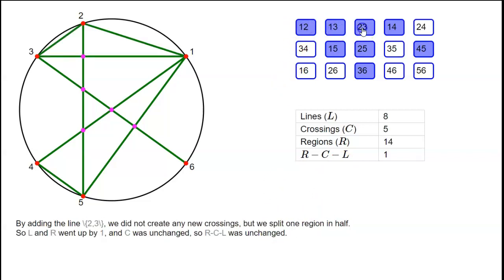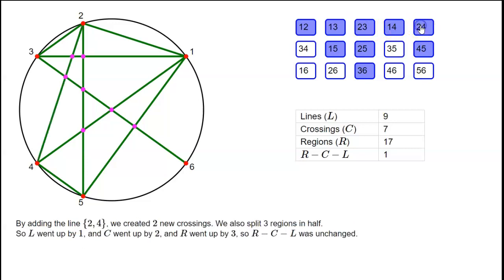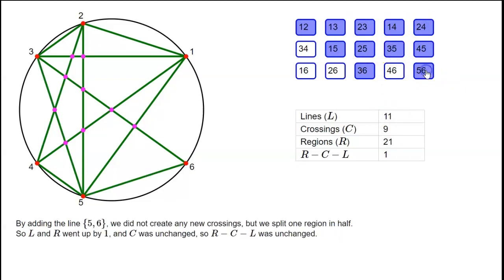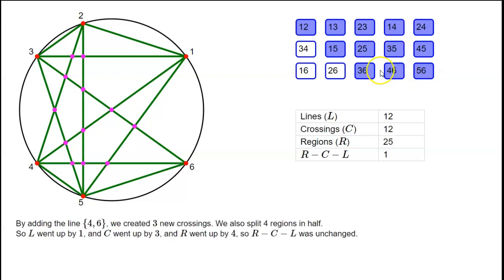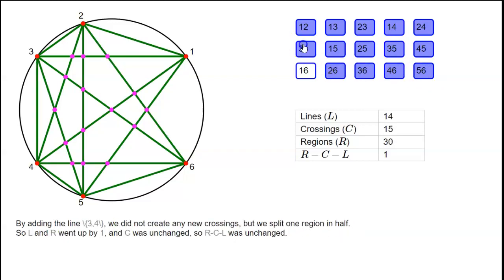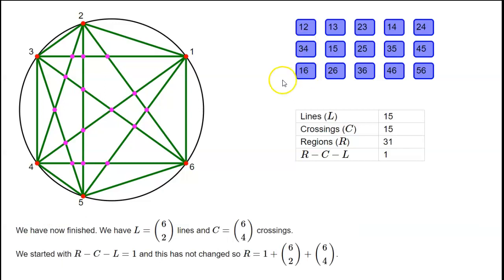As we click all these buttons, all the L, C, and R numbers change in various ways, but the R minus C minus L never changes. It's always just equal to 1. Okay, so now we've got to the end. We've added all the lines in, and how many regions have we got?